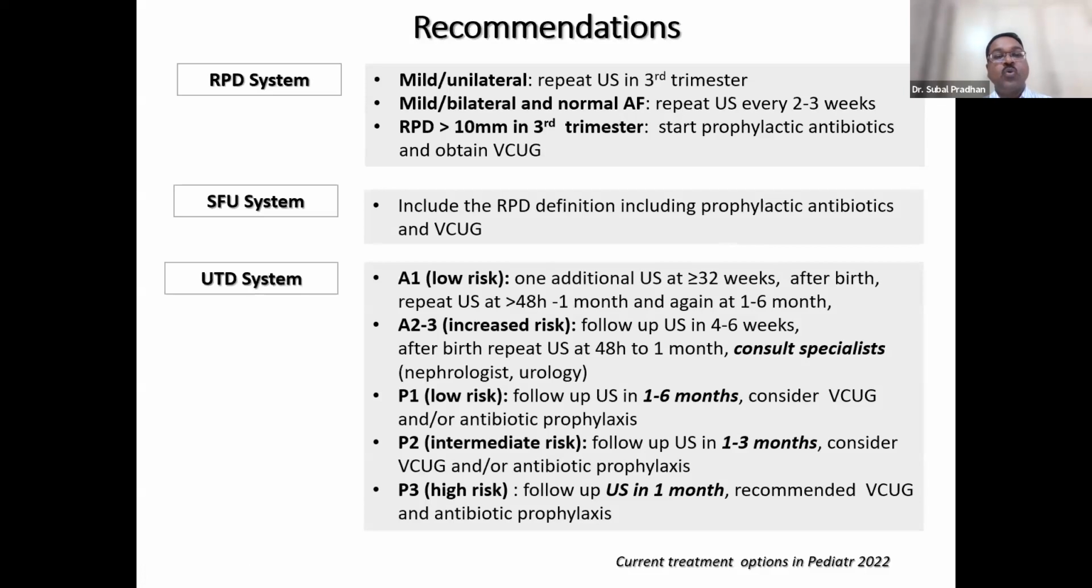If there is low risk, A1, it should be performed in the third trimester. In A2 to 3, if there is increased risk, it should be done every 4 to 6 weeks. In P1 postnatally, if there is low risk, ultrasonography should be obtained within 1 to 6 months. In the intermediate risk group, it should be done within 1 to 3 months. In the high risk group, it should be done within 1 month. In addition, in the low risk and intermediate risk P1 and P2 groups, VCUG and antibiotic prophylaxis depend on physician discretion, whereas in P3, the high risk group, both VCUG as well as antibiotic prophylaxis are recommended.